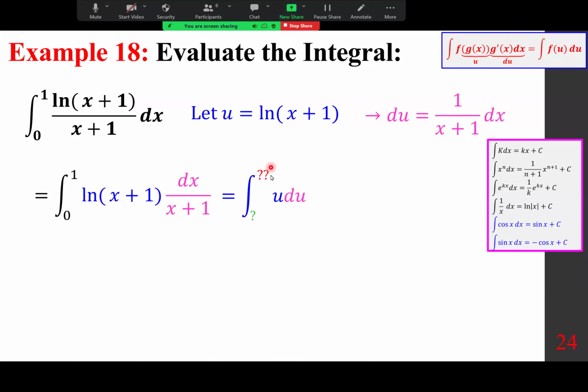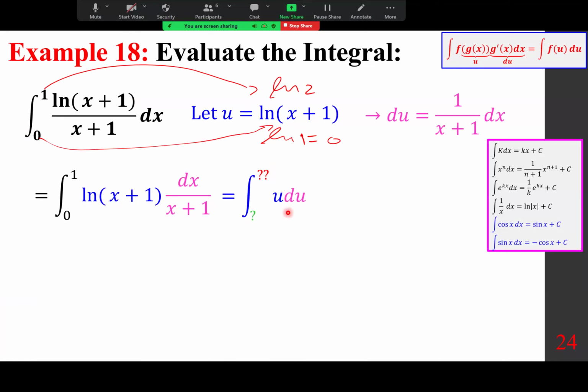And as far as the limits are concerned, the original limits are different now. We are going to put 0 in here. We get ln of 1, which is 0. But when you put 1, you get ln of 2, which is different.